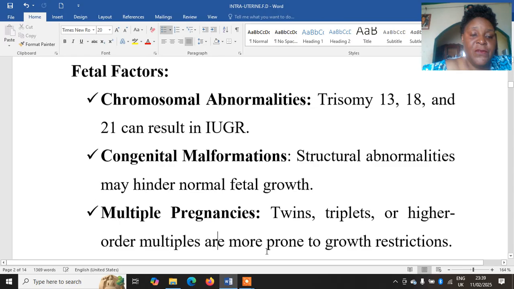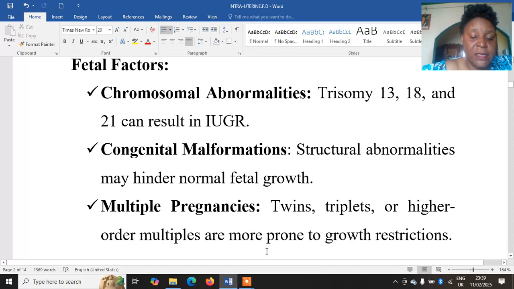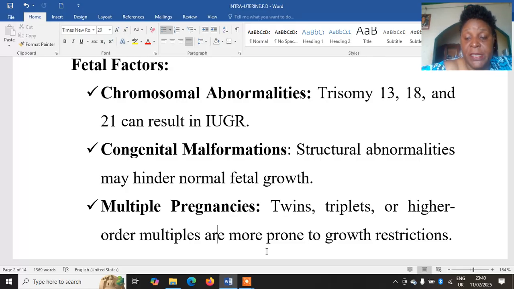Then we have the fetal factors. When you look at fetal factors, we may mention many, but a few here. Chromosomal abnormalities like trisomy 13, 18, and 21. When we say trisomy, it means that instead of this gene coming as 1, we inherited 2.